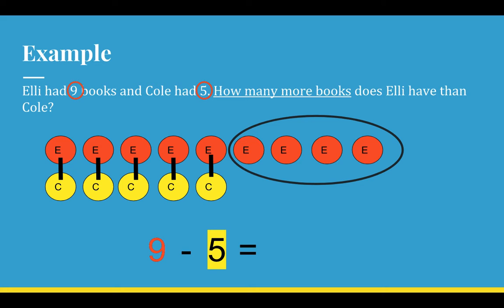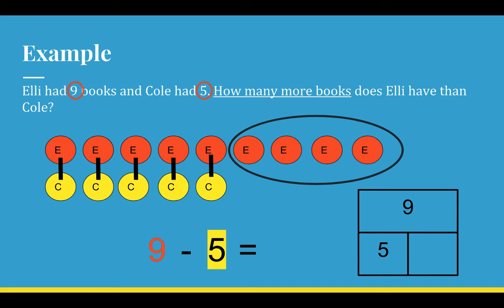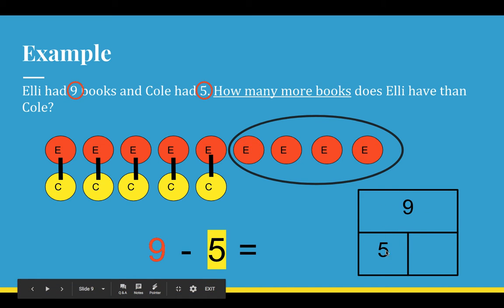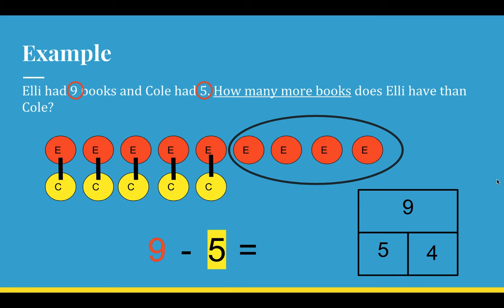If I want to look at it as a part-whole box, I can use a part-whole box over here. Thinking back to our lesson before, we know that 9 would be the whole, it's the biggest number, and 5 is the part that we know. That's how many books Cole has, and we want to know how many more. That's the other part. So as I use that part-whole box, I know that the other part is 4. I also know that 9 minus 5 is 4.